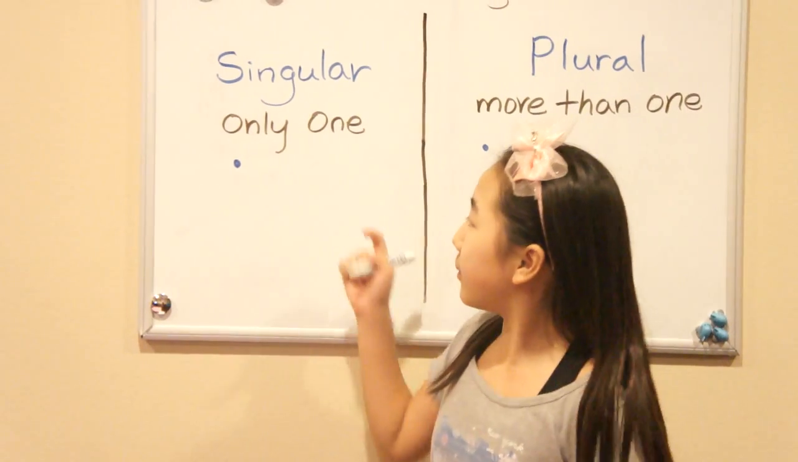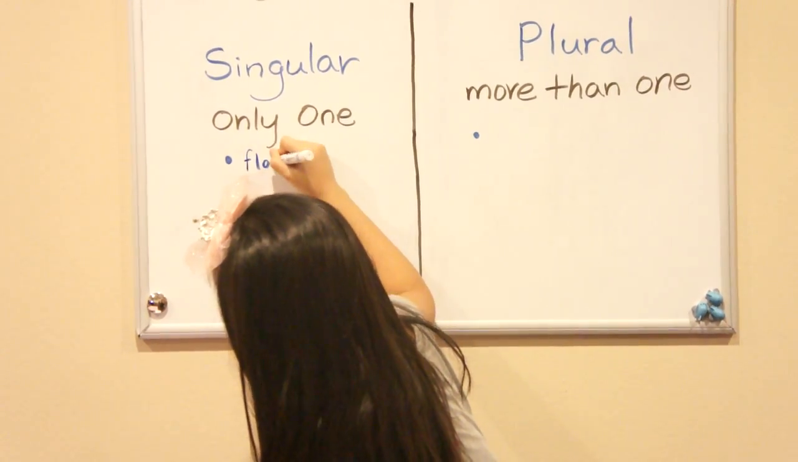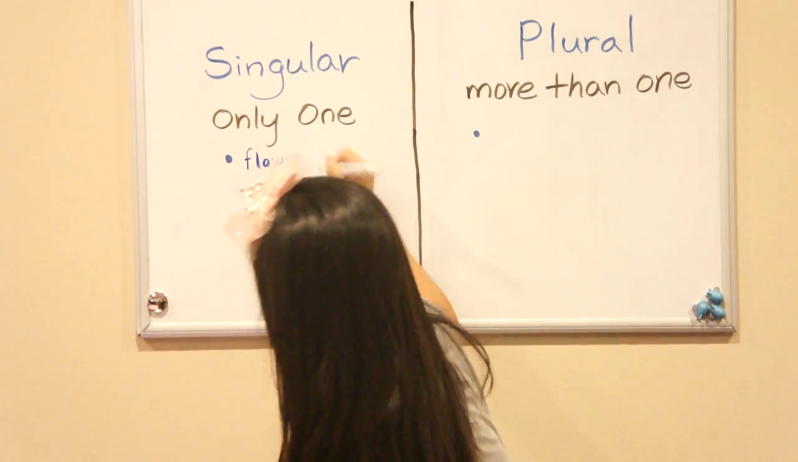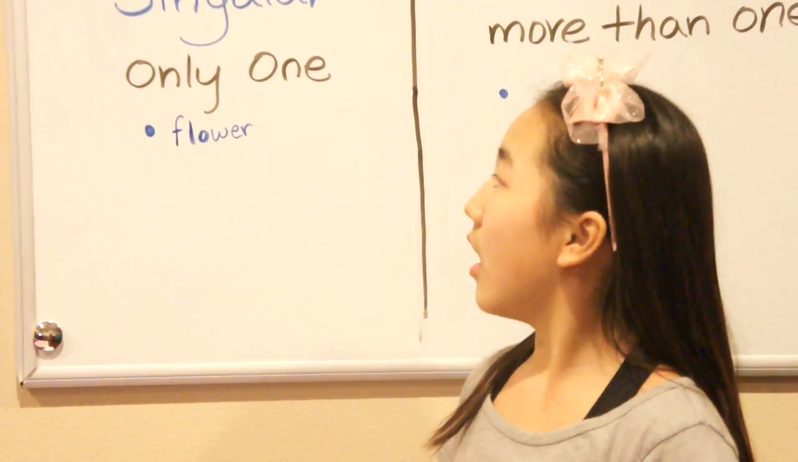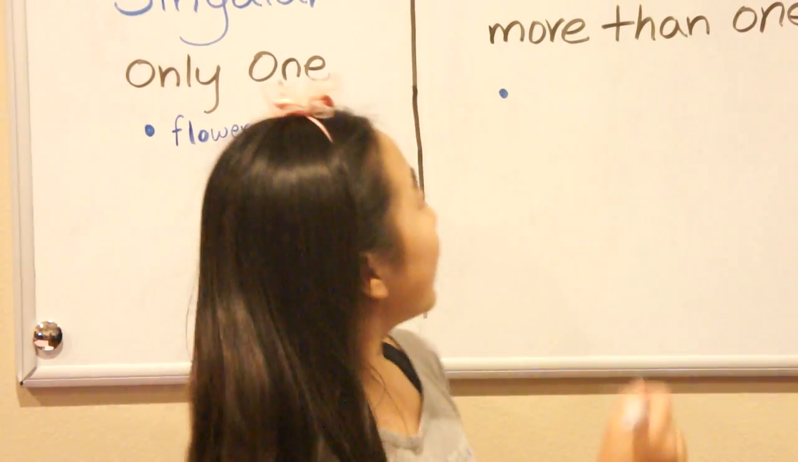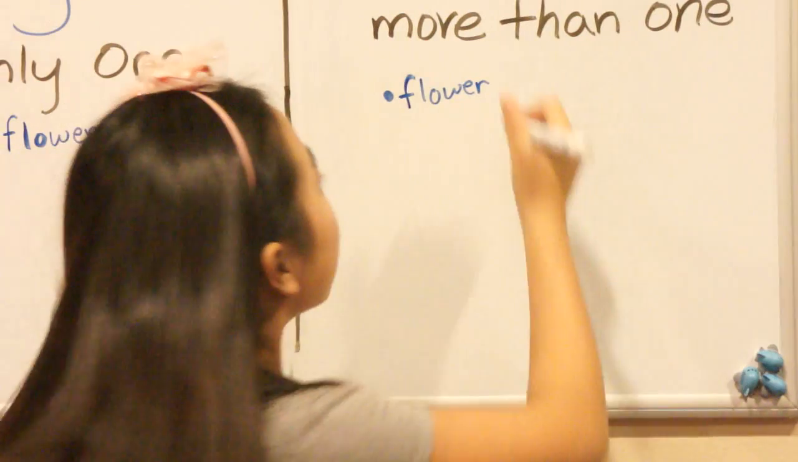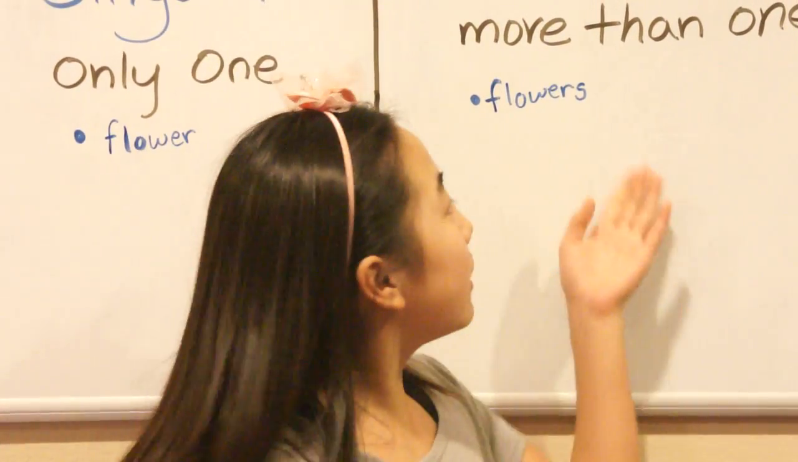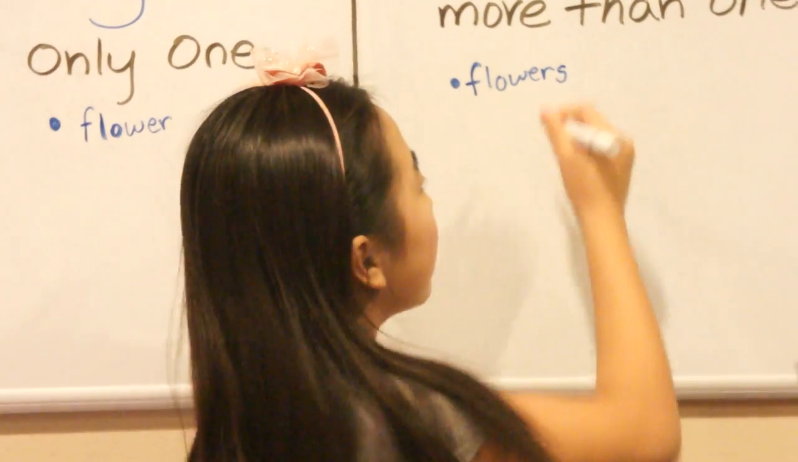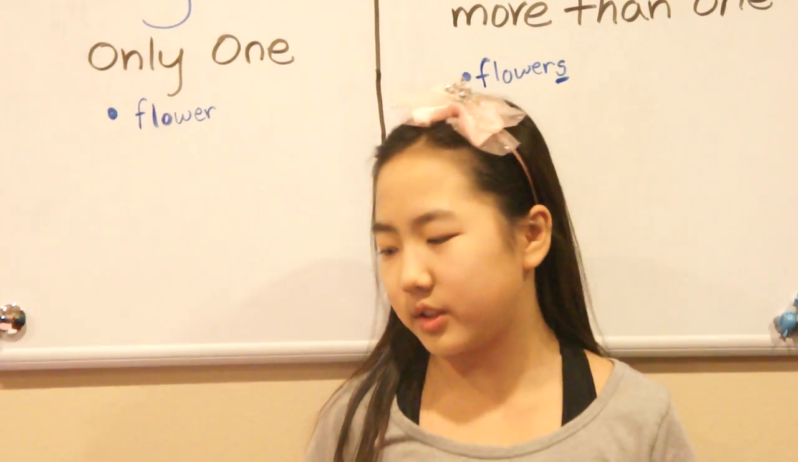So for example, flower. That's only one thing, one flower. But plural, to make it plural, you have to add an S. This is usually you have to add an S. So, S. That's what you usually do.